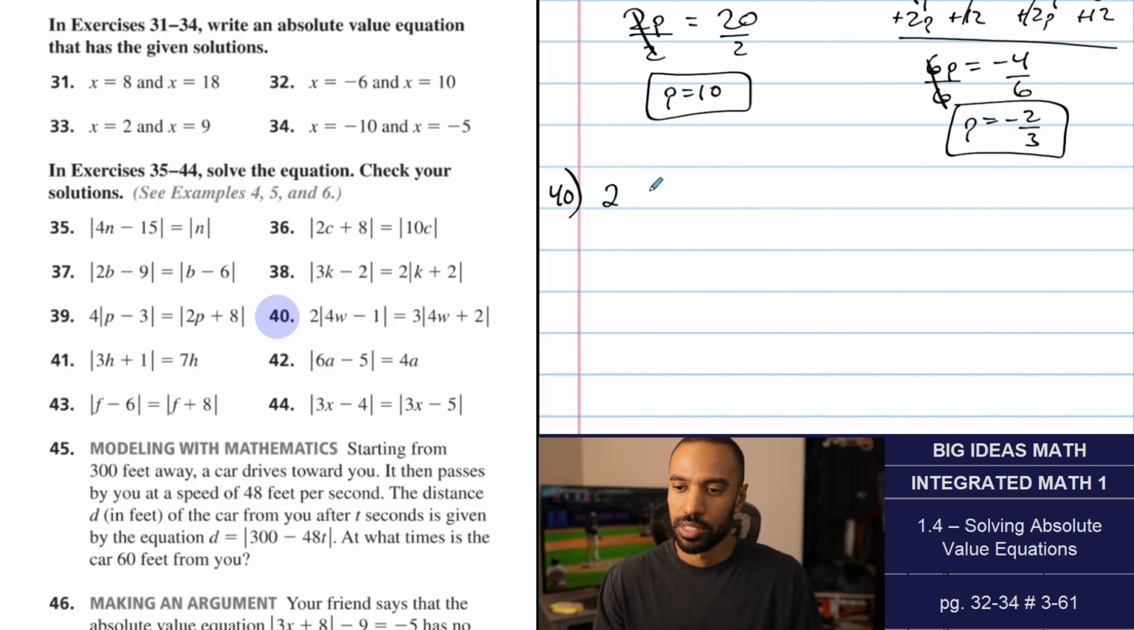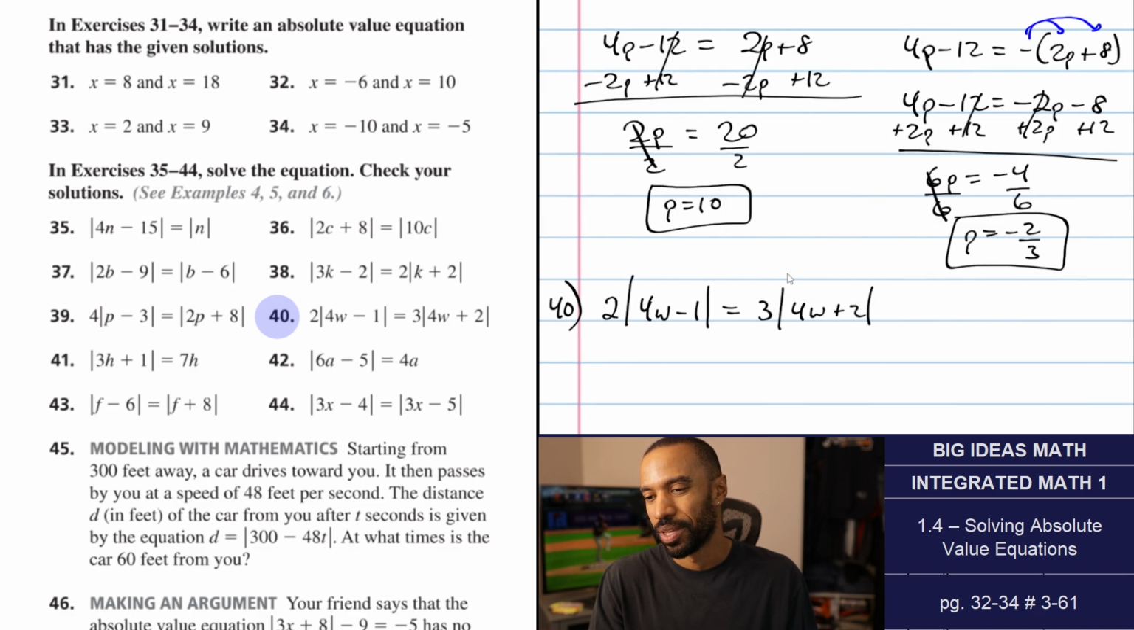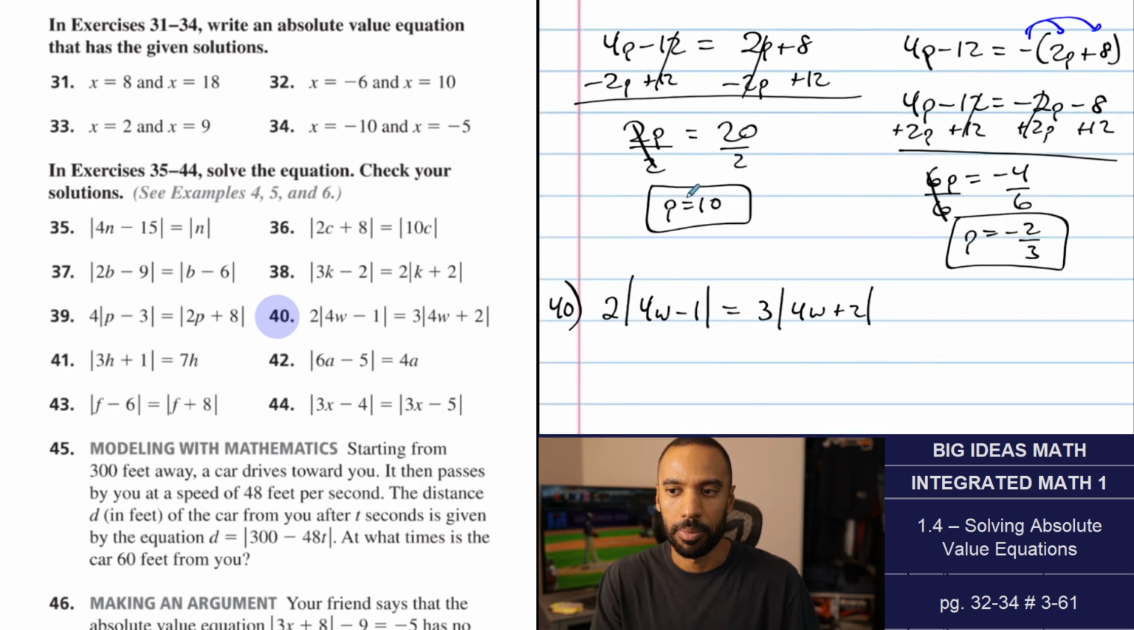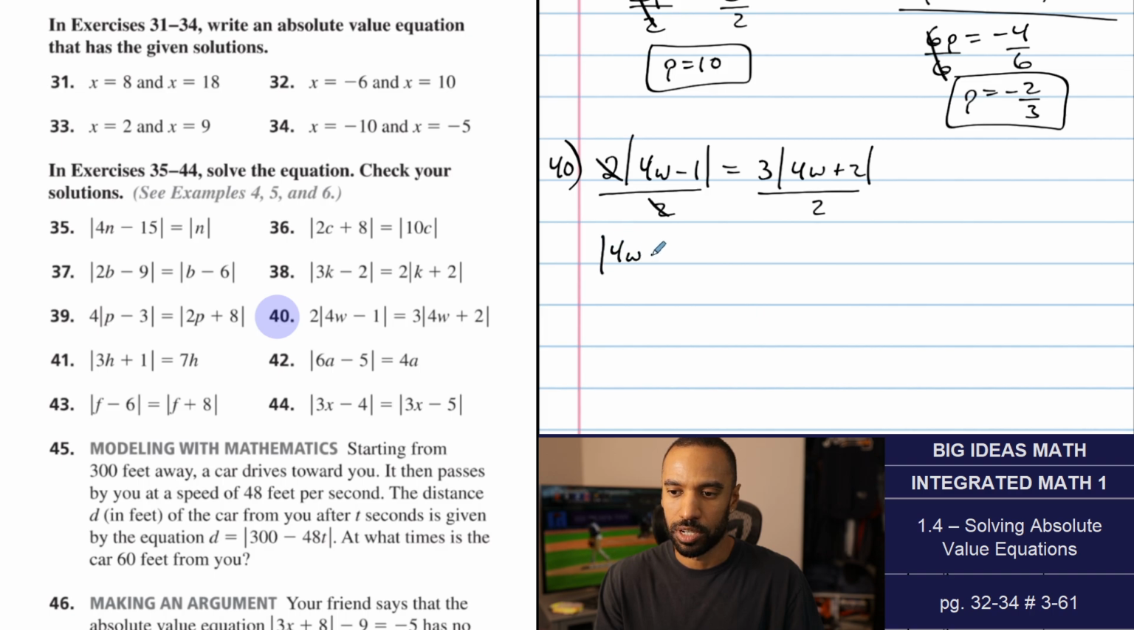We have 2 times the absolute value of 4w minus 1 equals 3 times the absolute value of 4w plus 2. Now, what I just did on the last problem is completely indicative of why this thing was allowed, and why they showed you properties before that said you could do that. So I could multiply these by 2 and multiply these by 3. However, I'm not intimidated by what would happen if I divide by 2 here either. If I divide both sides by 2, then I can get this thing by itself, 4w minus 1.